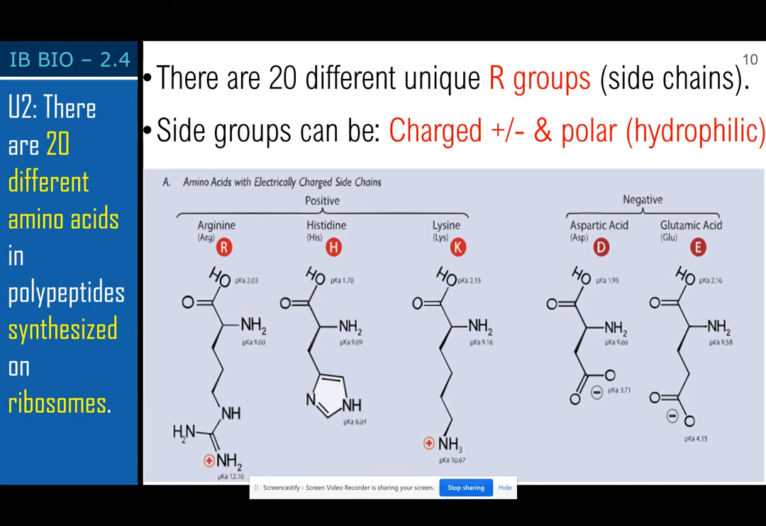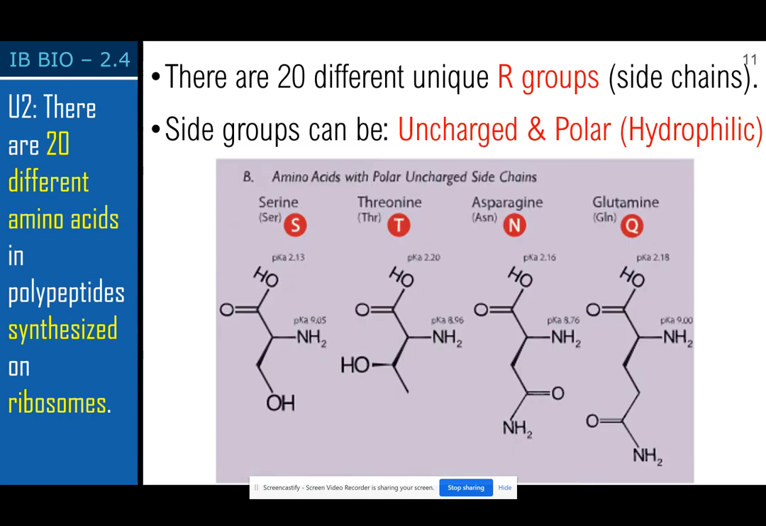Let's focus on the first part of this understanding. There are 20 different amino acids in polypeptides, right? That means there's 20 different R groups. They can be charged, positive or negative. They can be polar, which would make them hydrophilic and like water, but they don't have to be. They could be nonpolar if they want. They can be uncharged and polar.